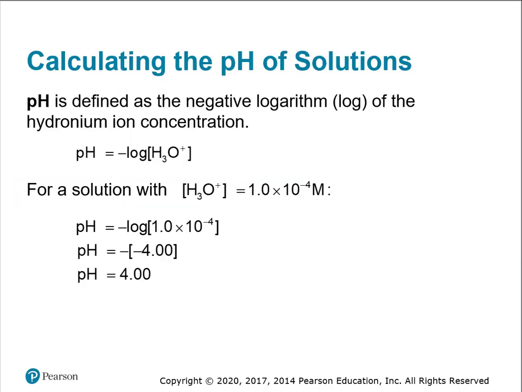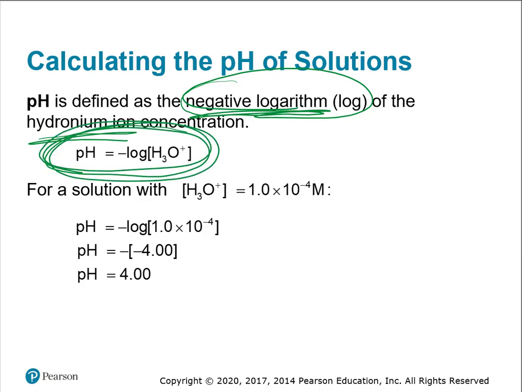Let's calculate the pH of solutions. The pH is defined as the negative logarithm of the hydronium ion concentration. This is an equation you're going to want to write down, the negative log of the hydronium ion concentration. Let's say that our hydronium ion concentration was 1.0 times 10 to the negative fourth. We're simply going to take our calculator and type in the negative log of 1.0 times 10 to the negative 4. And that would give us 4.